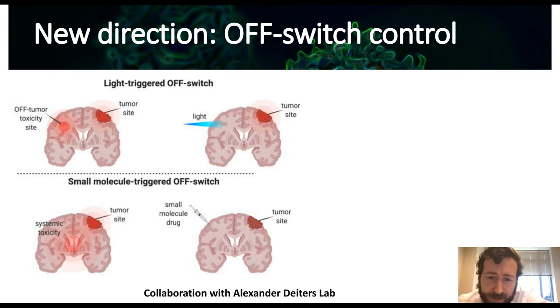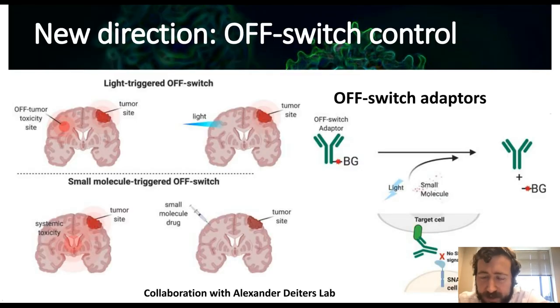We have a collaboration with the Deiters Lab in chemistry trying to develop this, and they're experts at creating conditional chemistry control. Because we're adding this benzylguanine to the adapter, we're already using chemistry. This is actually a great venue to try out these reactive chemistries to try to get conditional control. The way this will work is we'll take our traditional adapter, but instead of having the benzylguanine connected by an inert linker, it will have a reactive linker that will either get cleaved by light stimulation or by a small molecule addition.